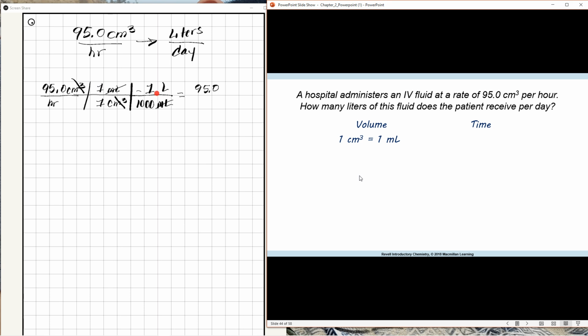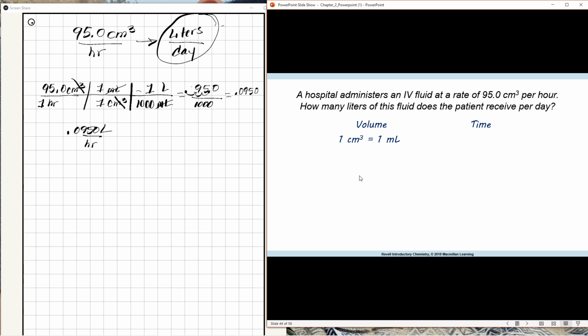95.0 times 1 times 1 is just 95, divided by 1 hour times 1 centimeter, divided by 1,000. I take my decimal and move it over 1, 2, 3 times. 1, 2, oh no, what do I do? Just move it over again, 3, and add a 0. So that gives me 0.0950. My units don't fit right there, so I'm going to just rewrite this as liters per hour.